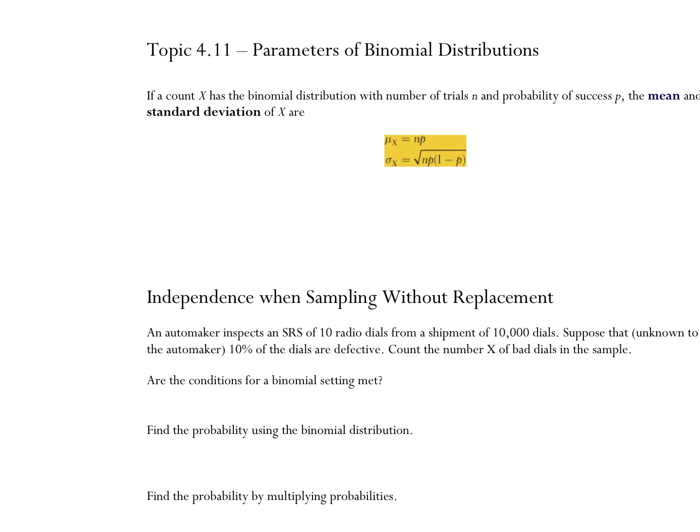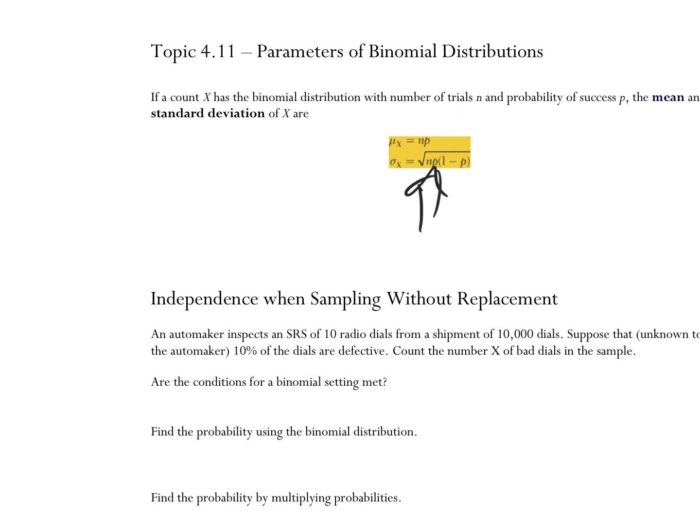Okay, so we have formulas for mean and standard deviation. I kind of already addressed these, so we really just have one more thing to talk about.